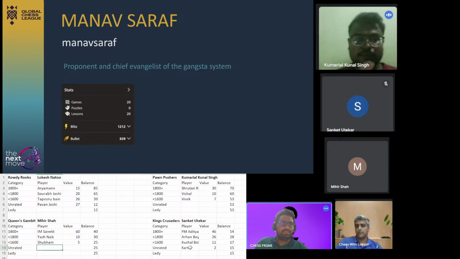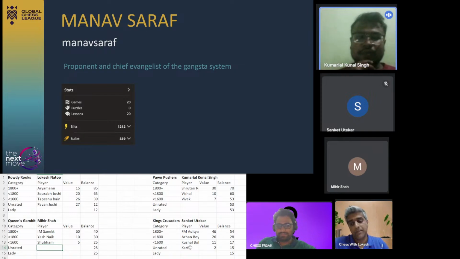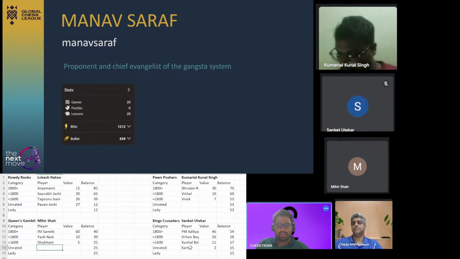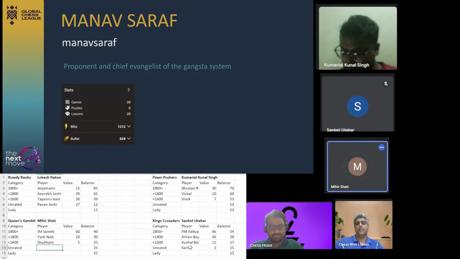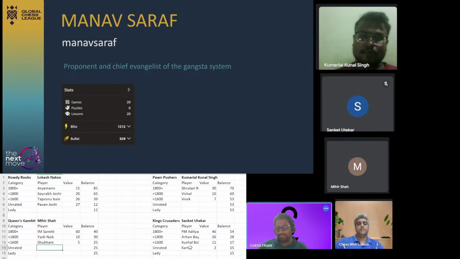Kumar Kunal Singh. What is the current bidding price? The current price is 1 point. I strongly believe you shouldn't educate the owners. You shouldn't help them go for one. You have to bid two. So I'll take your bid as two. Manav Saraf, pawn pushers, 2 points. 3 points, Manav Saraf. 4 points, Manav Saraf.